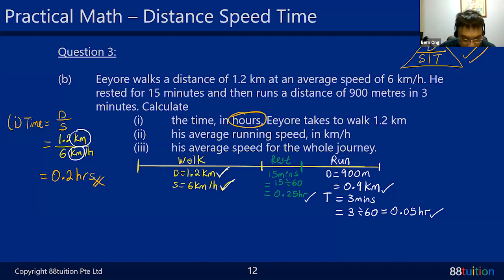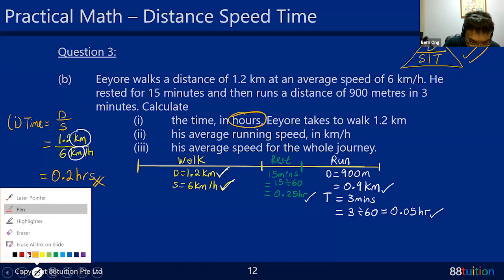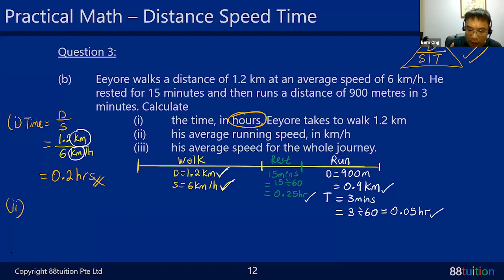All right, moving on, part 2. What did the question say? His average running. We're looking at running. Running is white color. Looking at the average running speed. So the speed for the white color, speed is what? Speed is distance over time. Distance is 0.9 kilometer. And the time taken is 0.05 hours.